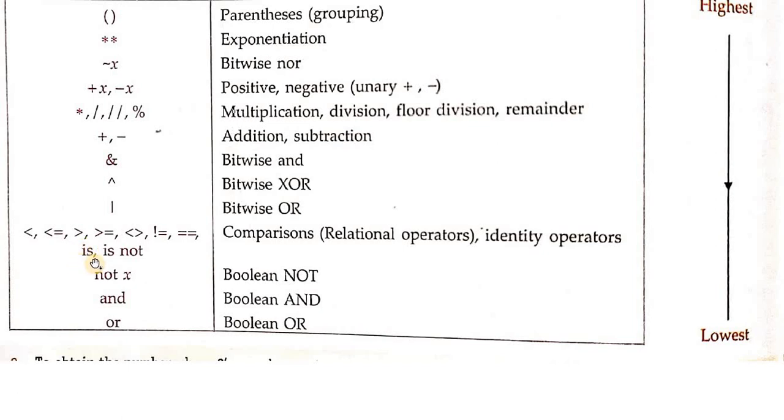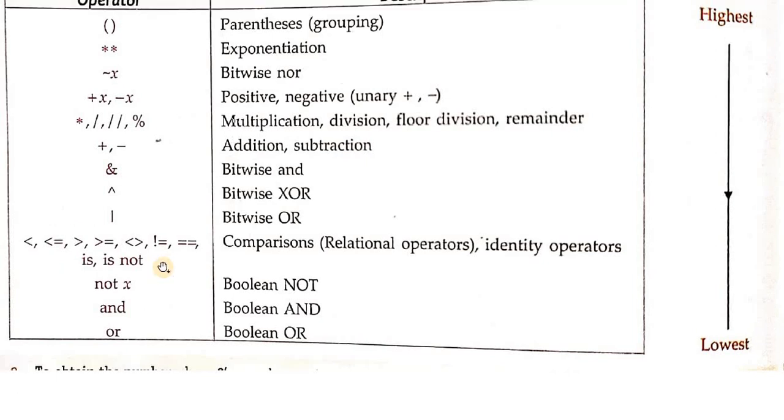The identity operator, is, checks whether the object is the same or not, and is not is the opposite. So these are the operators. We will use them whenever we need them in a program, and you can easily understand the meaning of these operators when you are working on different programs.